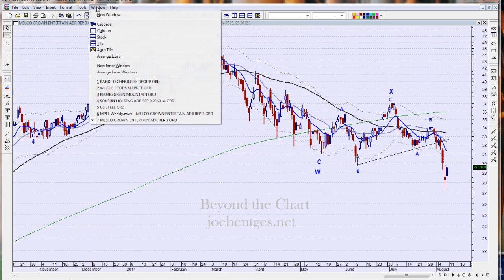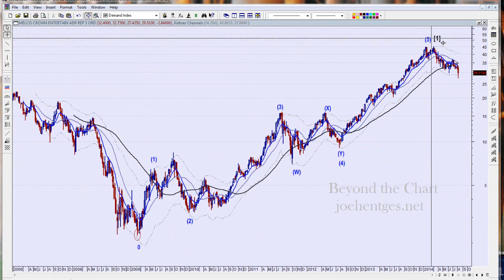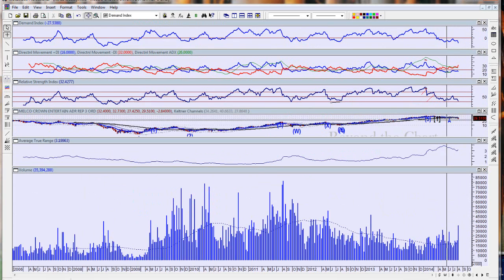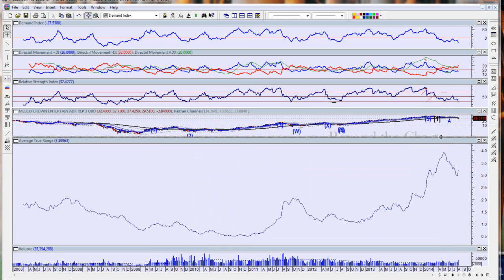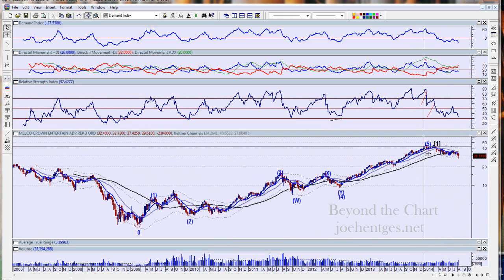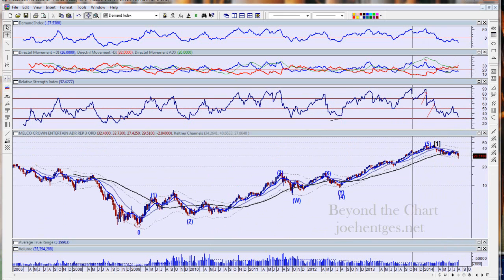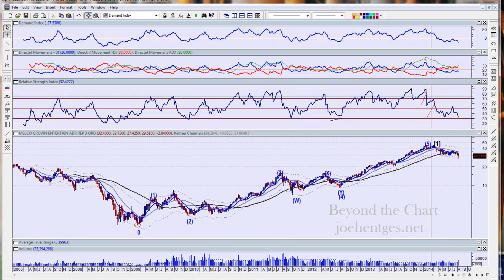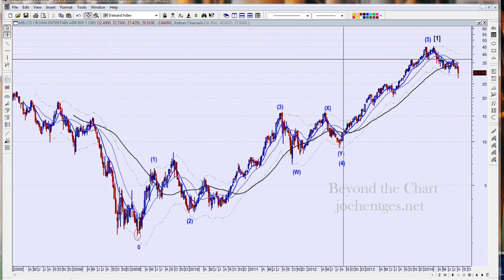Okay, so let's go back to the weekly and look again at our indicators. Let me move those out of the way. You can see that as we approached the top of 5, we were getting divergence on the RSI. We now broke down below the 50 on the RSI on this weekly chart, pulled back, and now we're selling off. DI minus is above DI plus, and we had the divergence here on the demand index also.